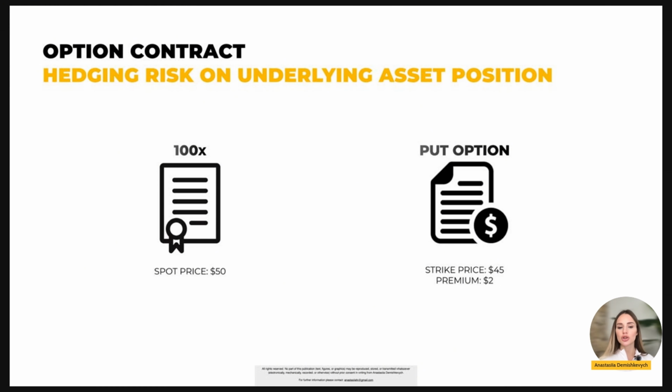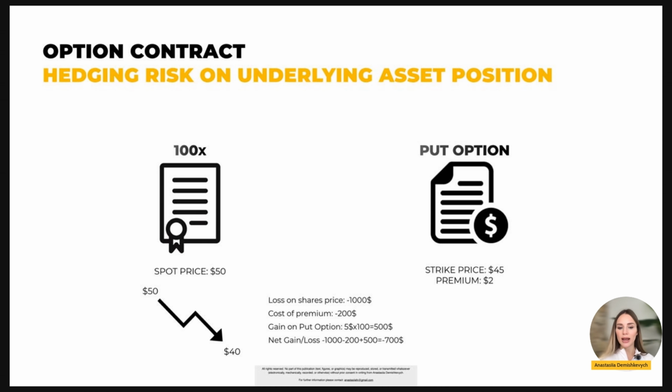Let's say that you own 100 shares and the current market price is $50 per share. You buy a put option to have the ability to sell your shares at $45 apiece, and you pay $2 per share as a premium. And oops, the company has made some wrong decisions, and the price of your shares dropped to $40 apiece. Your net loss on share price would be $1,000.